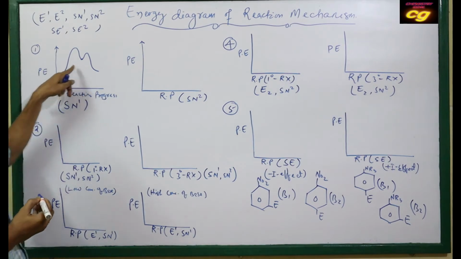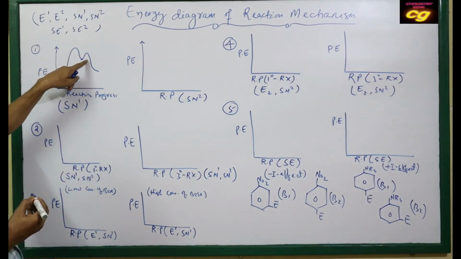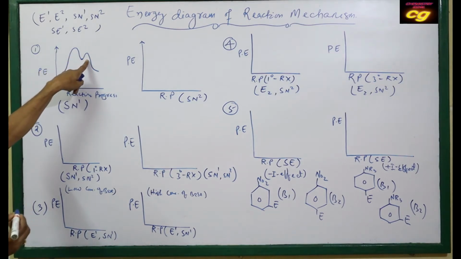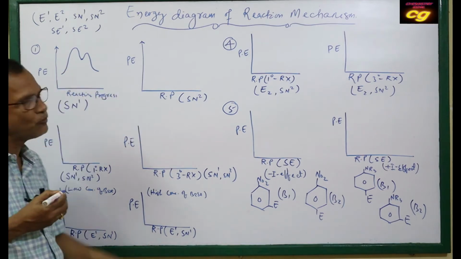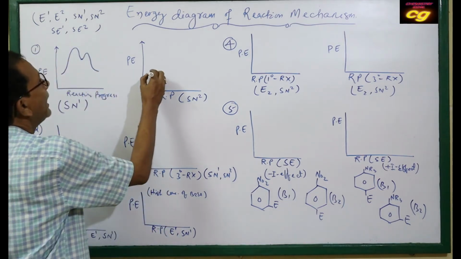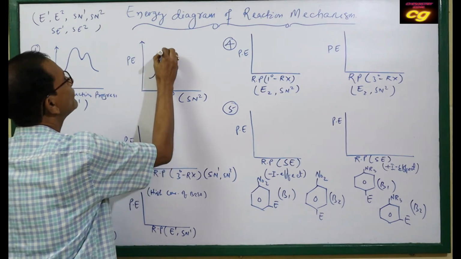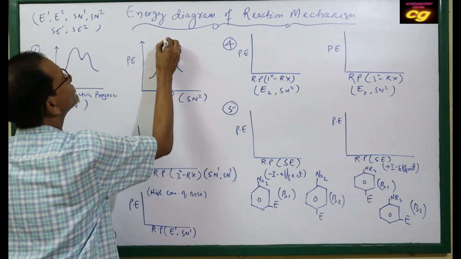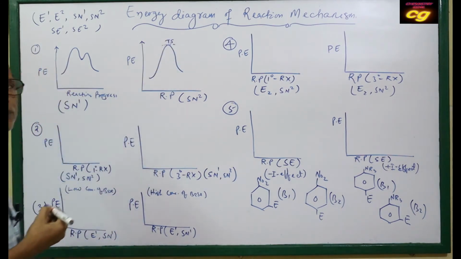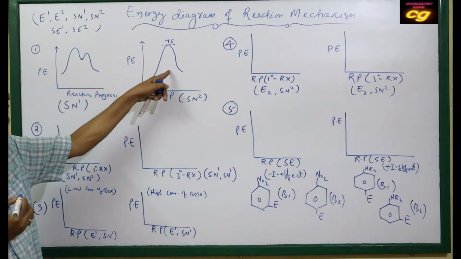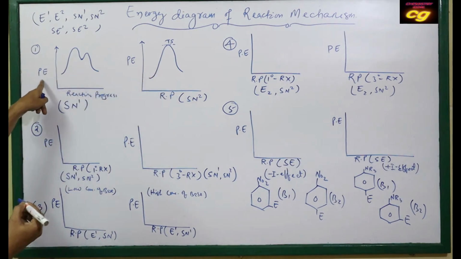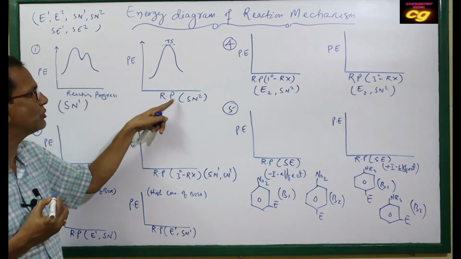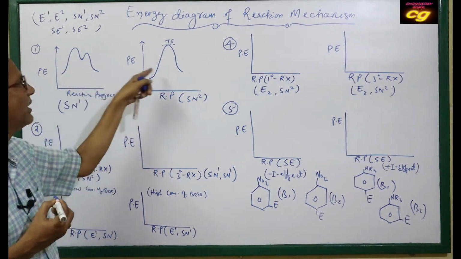But if you see the first step, the slow step, this is the first step: formation of carbocation and attaching of nucleophile to the carbocation. In the SN2 mechanism, it is a one step process, and it will always form a transition state. This is the transition state. So this is the main difference: potential energy with reaction progress for SN1 reaction, and potential energy with reaction progress for SN2 reactions.